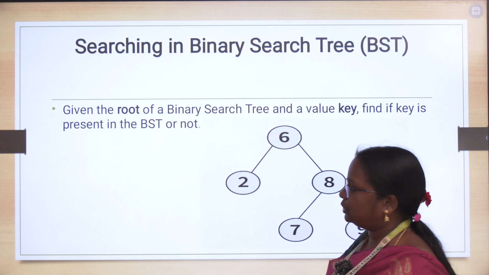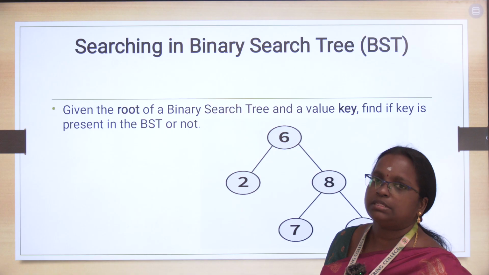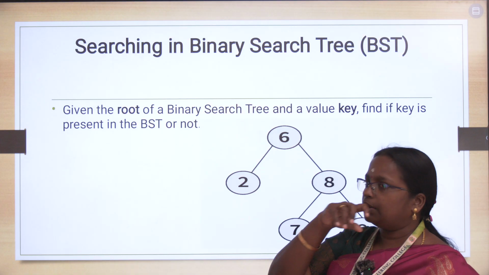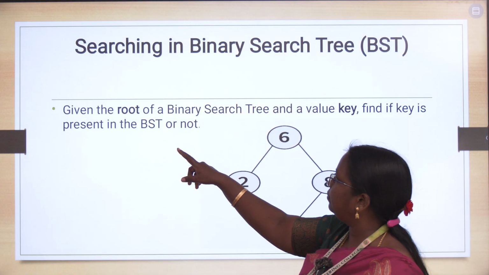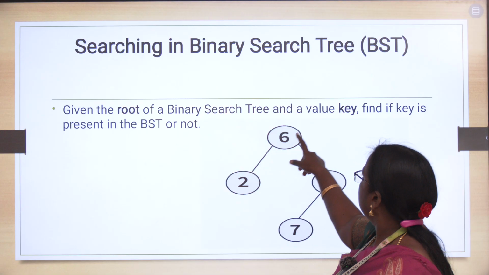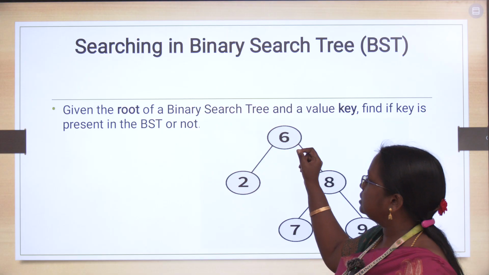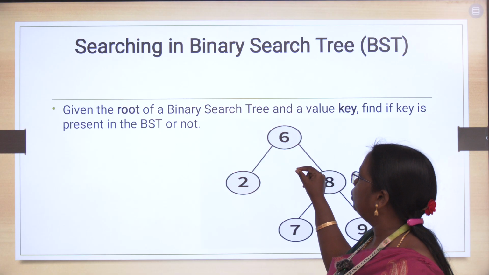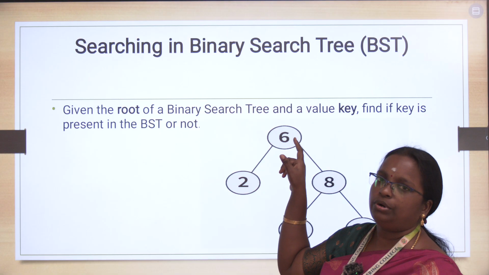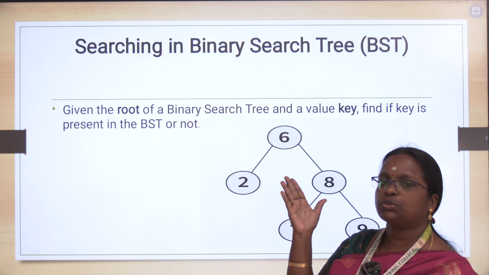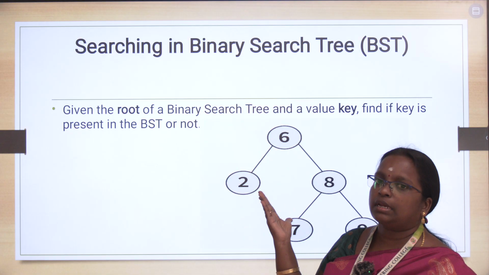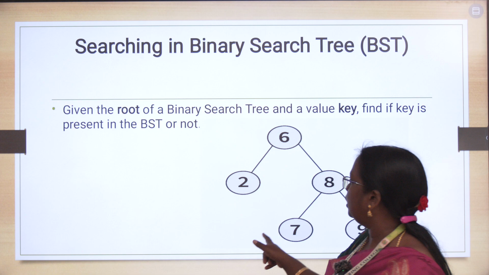Next you want to search. I want to search some elements in that. So same, first you have to start with the root. I have given an example: given a root of a binary search tree and the value of a key. Any values they can give, for example 6 or 2. First you have to compare with your root. If the key is less than the root, you have to search only the left side. If it is greater than the value, then you have to go to your right side.